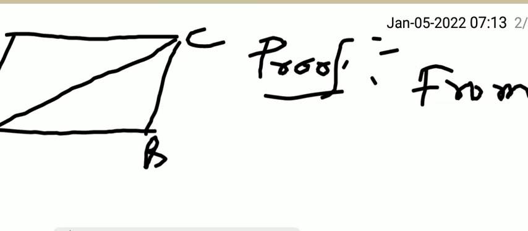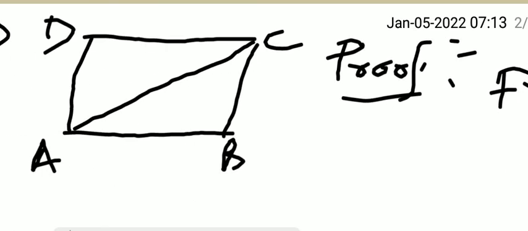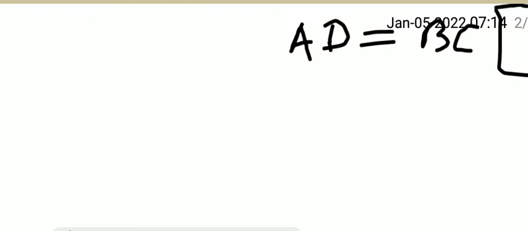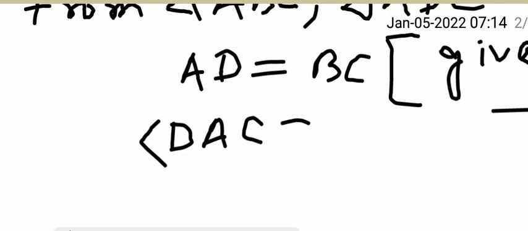Now students, it is given that AD is also parallel to BC. So in this quadrilateral AD is parallel to BC and AC is the transversal. You know AC is the transversal, so this angle is equal to this angle. This is alternate interior angles. So you write angle DAC equal to angle ACB.